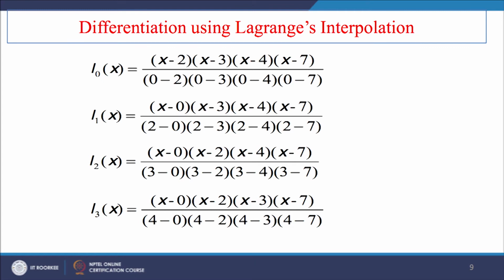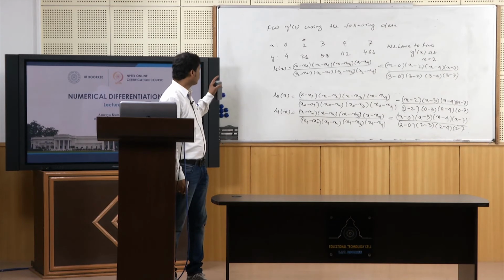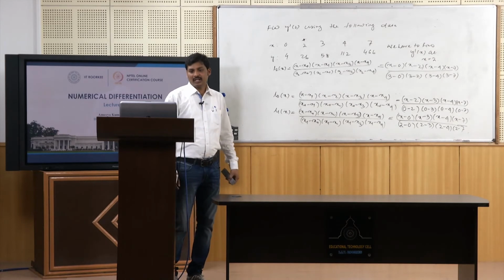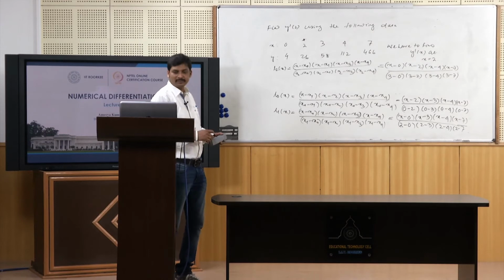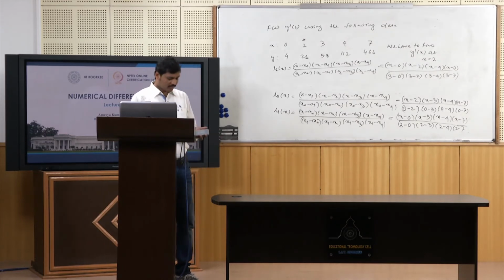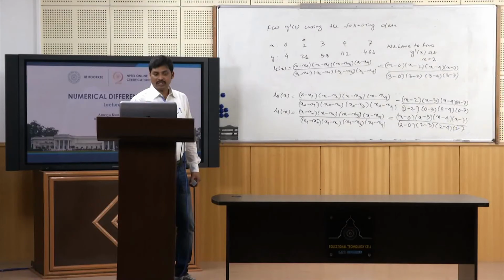into x minus 7 divided by 4 minus 0, 4 minus 2, 4 minus 3 into 4 minus 7 here, and L4(x) can be defined in the form x minus 0, x minus 2, x minus 3, x minus 4 divided by 7 minus 0, 7 minus 2, 7 minus 3 into 7 minus 4. So, that is the representation for L4(x) here.